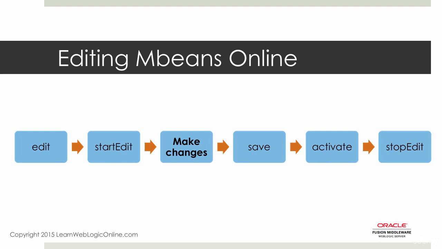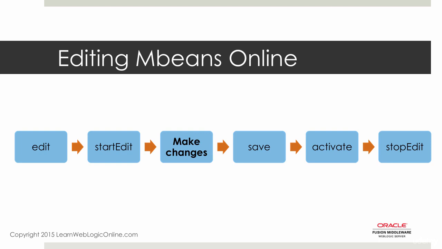Then we issue the start edit command. The start edit command is similar to the lock and edit that you would click in the admin console if you were in production mode. That start edit command gives us the exclusive right to make changes to that domain. After you issue that command, you are free to make changes to your domain. You can add servers, edit servers, change parameters on a data source, change passwords. There's a slew of commands. Whatever they are, you make your changes after you've obtained that exclusive edit lock.